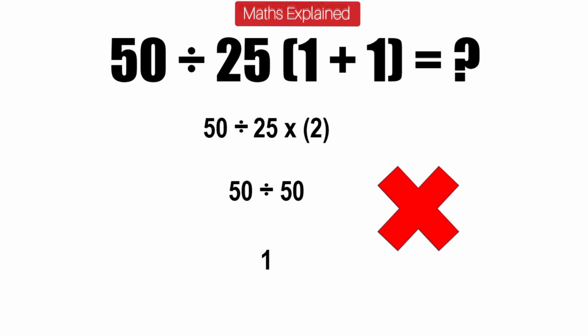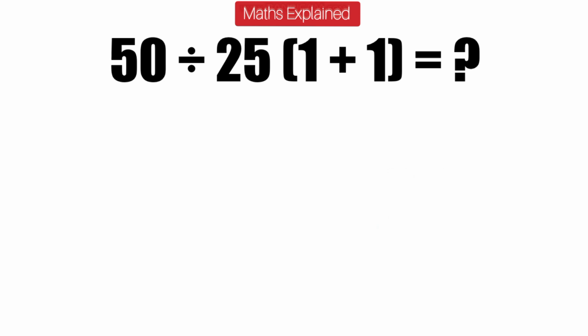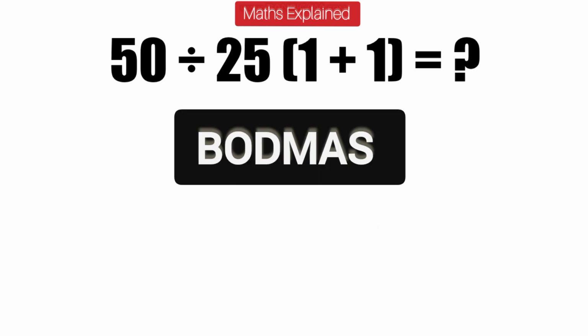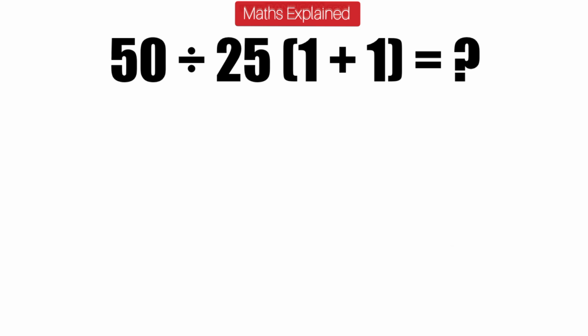First, we don't panic. We simply follow the rule of BODMAS step by step. B for bracket, E for exponents, M for multiplication, D for division, A for addition, S for subtraction. That's all. Step 1. Start with the bracket.